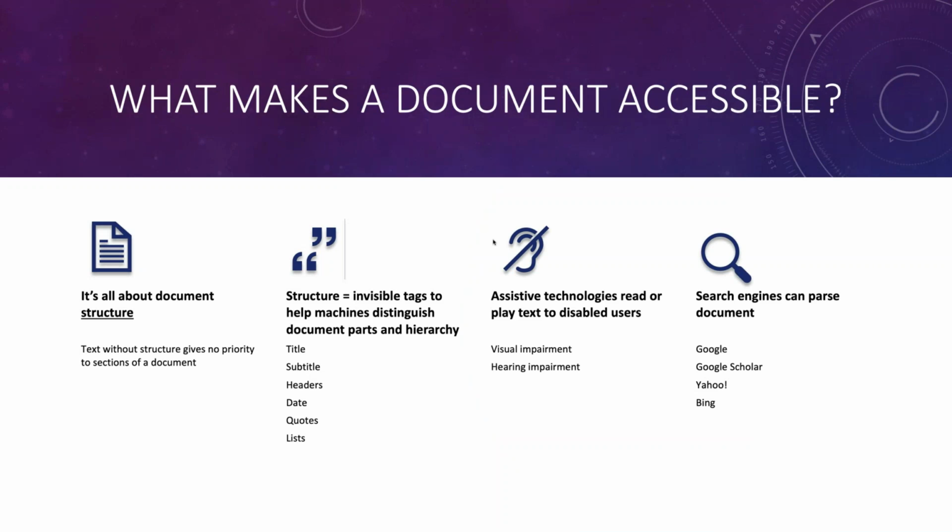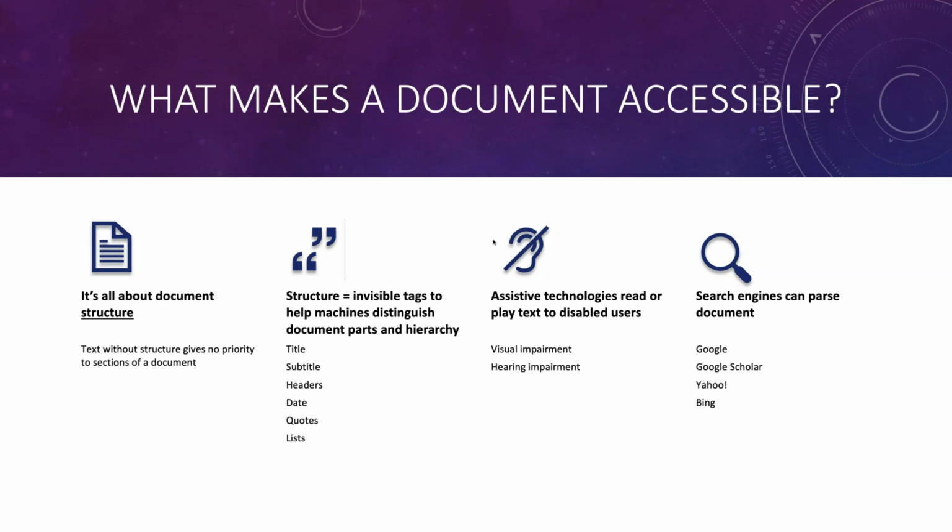So the question is, what makes a document accessible? And remember, today we're just talking about common documents. We're not getting into captioning or web documents, HTML documents, or anything like that. But basically for documents, it's all about the structure that the document has. If you just type and you never create any structure, then it gives no priority to sections of a document, and it doesn't delineate different sections of a document.